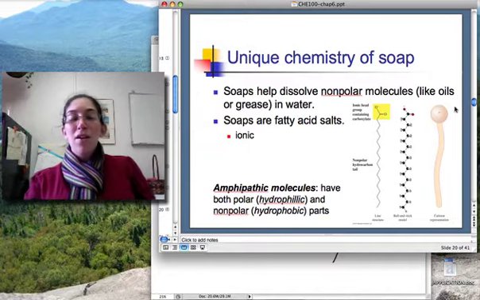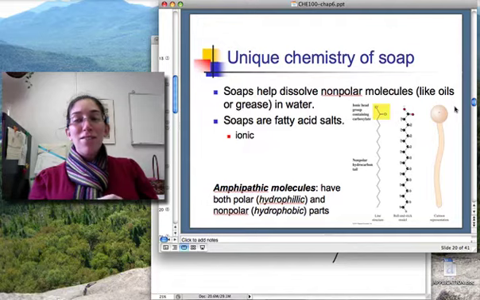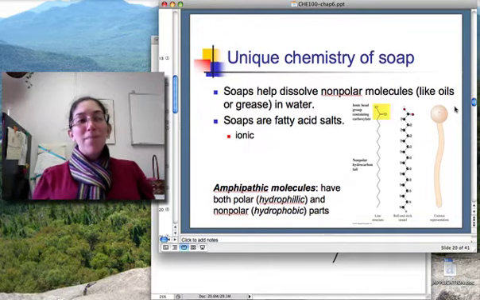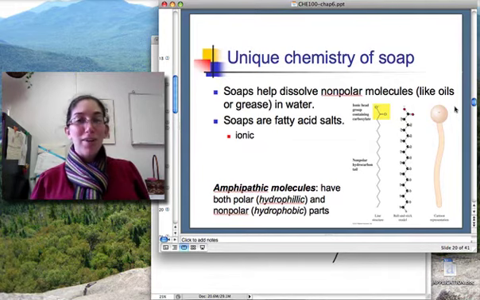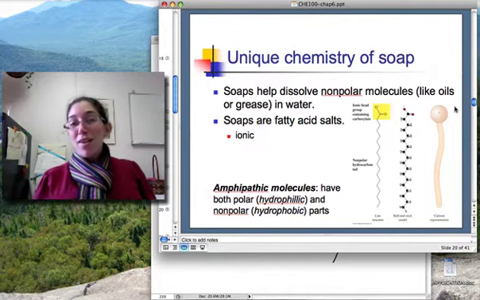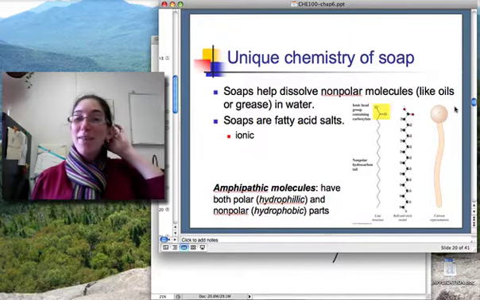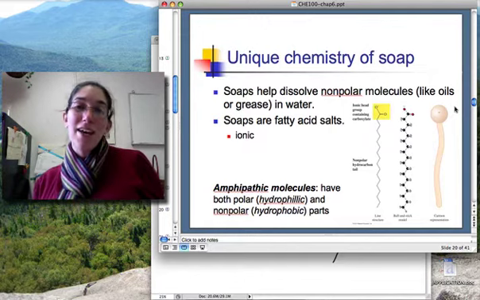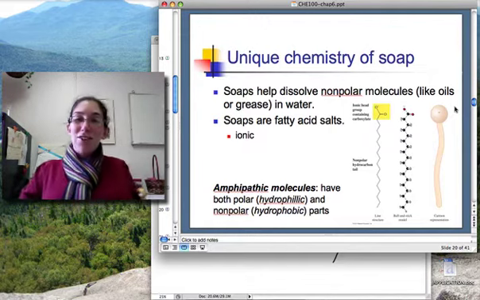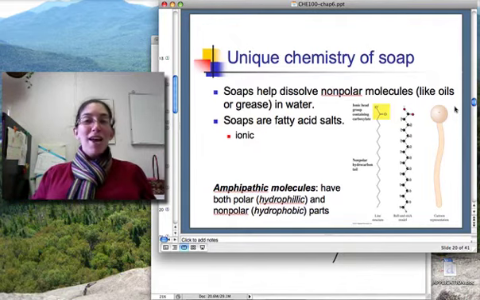Soap has a unique chemistry that allows us to make a bridge between polar and nonpolar compounds, and to dissolve nonpolar compounds into polar compounds. Think about taking a shower or a bath. If you don't take a shower for a couple of days, what happens? Your hair gets all greasy, right? So you get in the shower and you just rinse it with water.